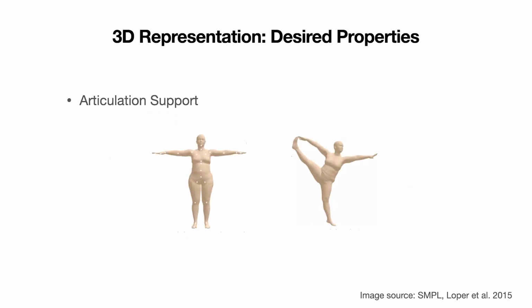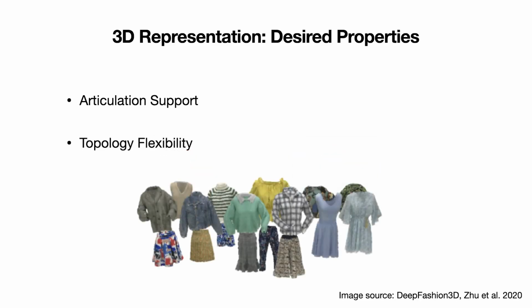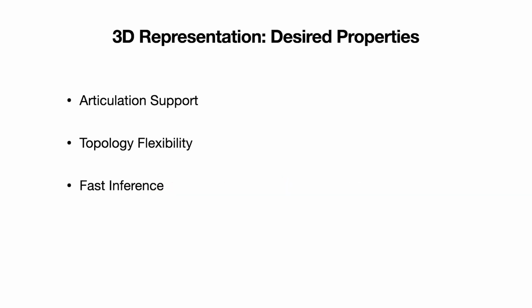The key to this is a new representation of 3D shape with the following properties. First, the representation should support articulation. Like a parametric human body model such as SMPL, articulation allows us to easily control and generate new animations. Second, to support various clothing types in a unified framework, the representation should be flexible enough to handle different and changing clothing topologies. Third, it should support fast inference, which is required by many real-time applications.